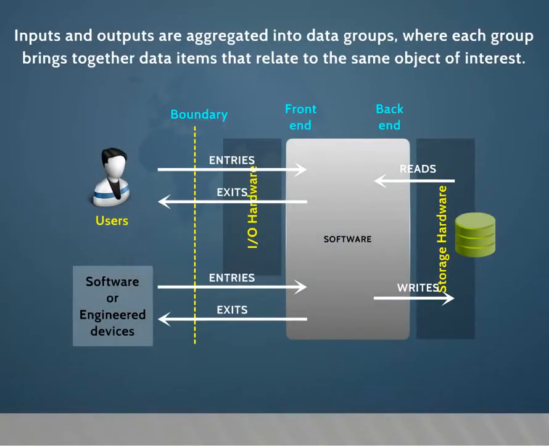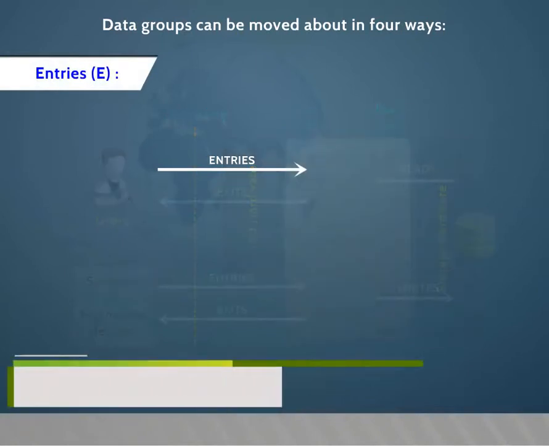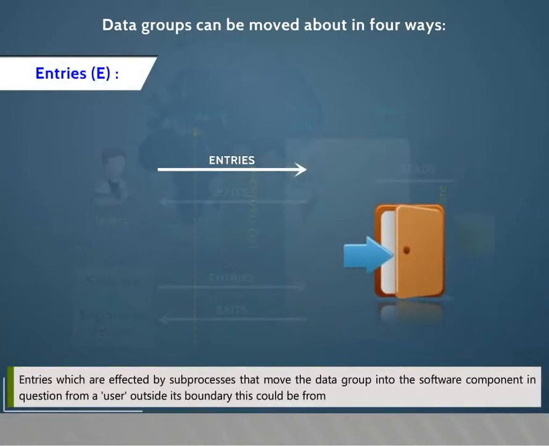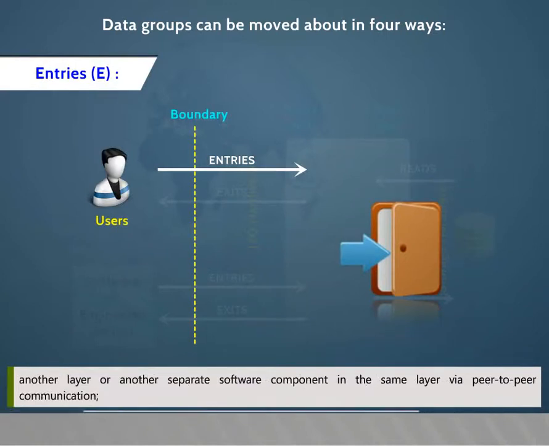Inputs and outputs are aggregated into data groups, where each group brings together data items that relate to the same object of interest. Data groups can be moved about in 4 ways. Entries, E, which are affected by subprocesses that move the data group into the software component in question from a user outside its boundary. This could be from another layer or another separate software component in the same layer via peer-to-peer communication.